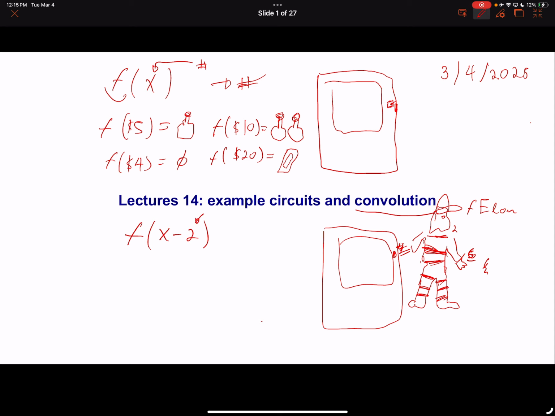So now what ends up happening is that if I plug in f of $4 minus 2, that's gonna give me 0. Now, if I give the machine $6, I still get nothing. So now I actually have to give it $7 to get my soda. So effectively, this is what happens when you shift the function.